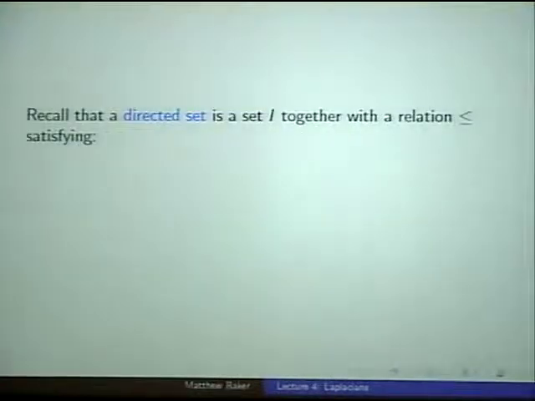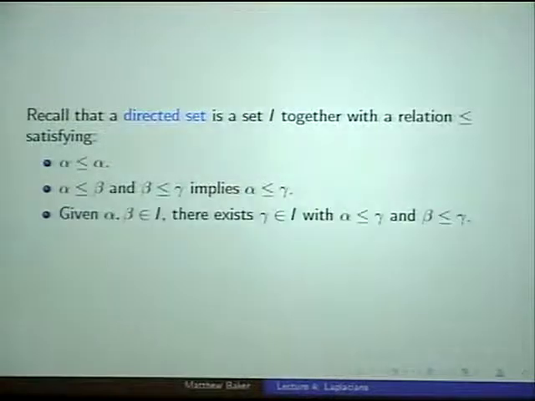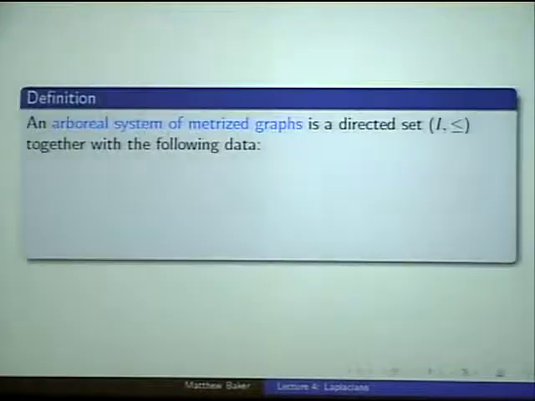All right, so for an arboretum, I need to talk about inverse limits. So let me just recall a directed set is where you have some relation that's, what is that called? Reflexive, yes, and transitive. And given any two elements, there's a third element that dominates both of them. We just saw this with Raynaud's formal models, but this is a bit simpler here. So an arboreal system of metrized graphs is a directed set together with the following data.